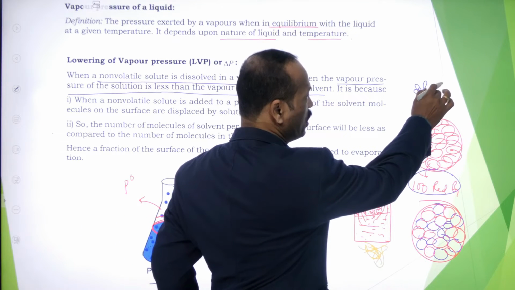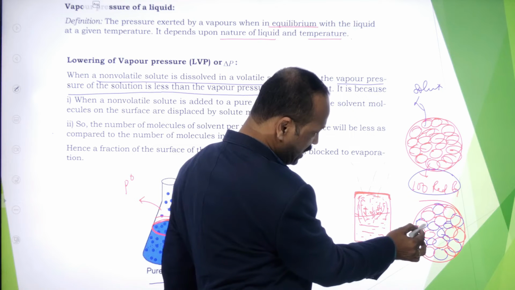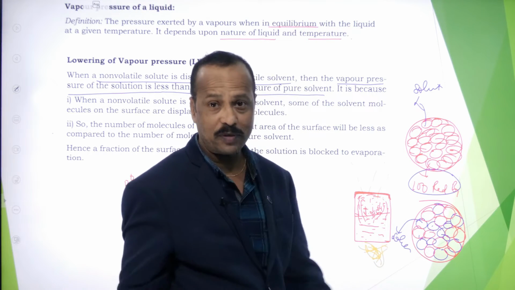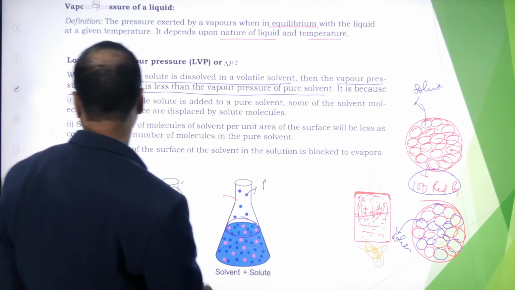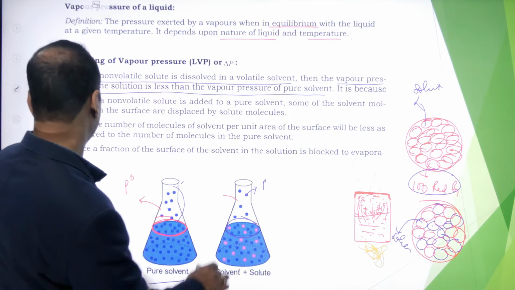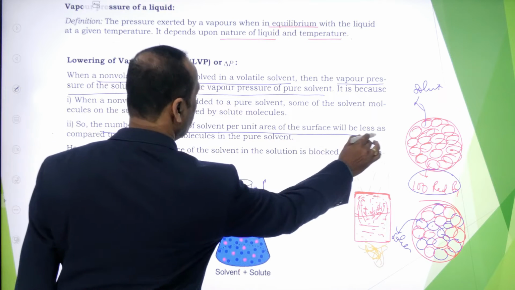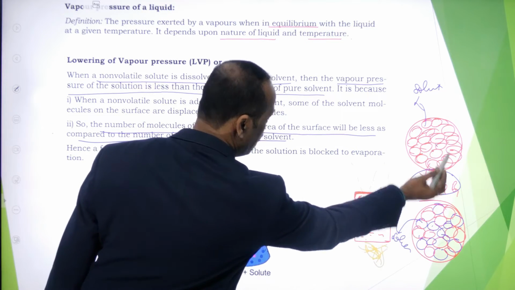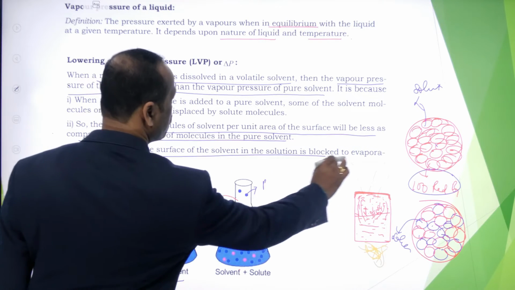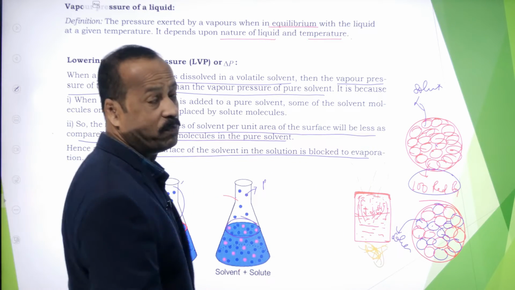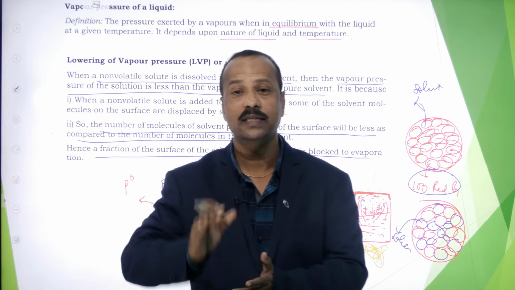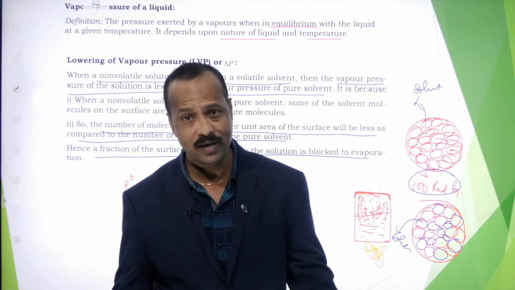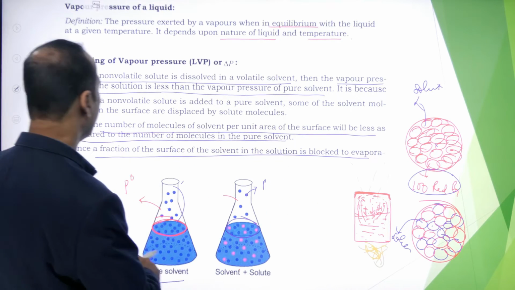These are the solvent molecules. Now if you are adding salt, you see some of the places are occupied by the solute molecules, right? Due to that, the solvent molecules decrease. So the number of solvent molecules per unit area will be less compared to the pure solvent. Here the red molecules are less compared to this one. Hence the fraction of the surface of the solution is blocked, so the vapor pressure will decrease. Clear, no? Very easy concept, right? So this is about the lowering of vapor pressure.